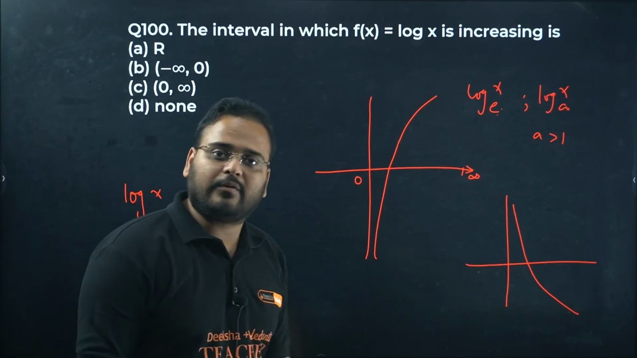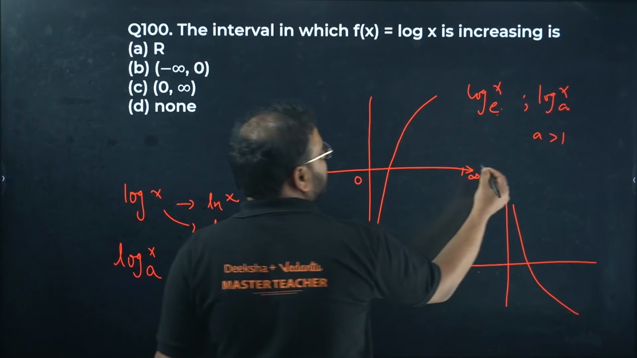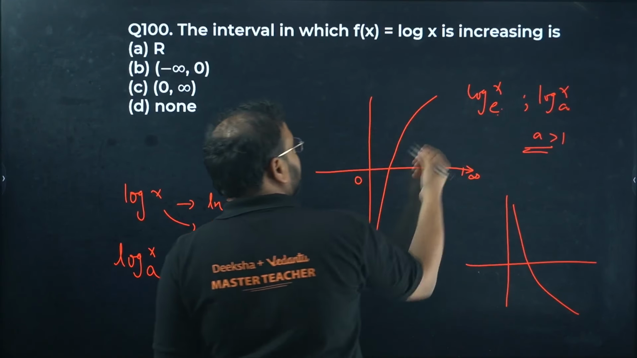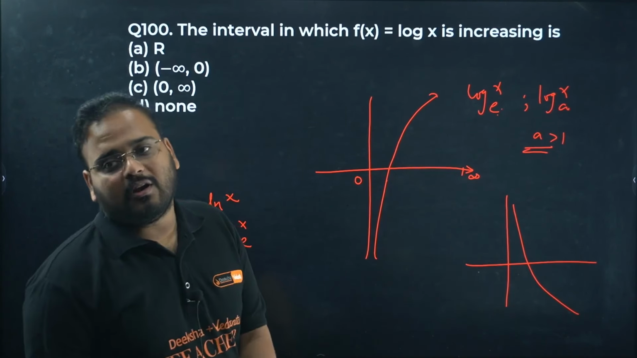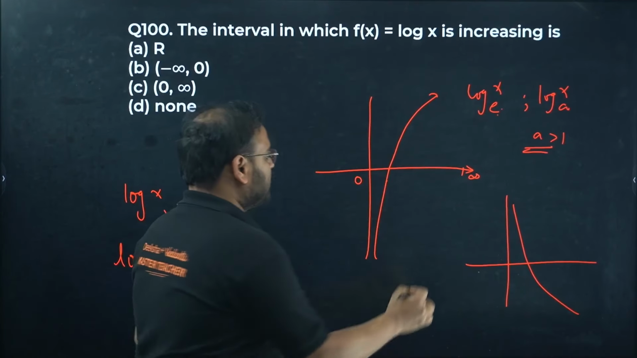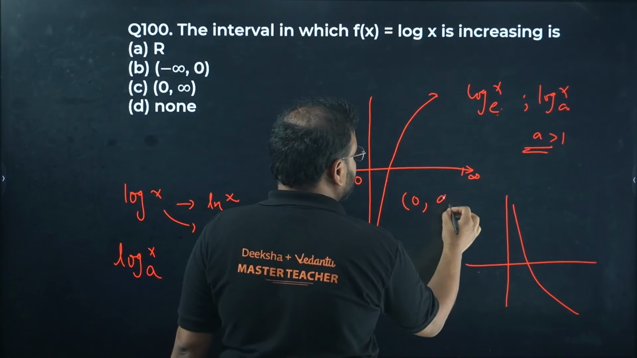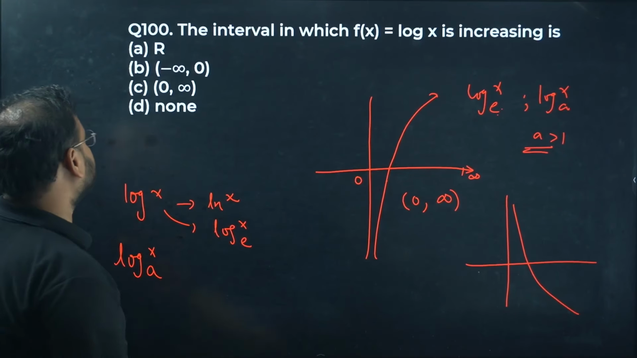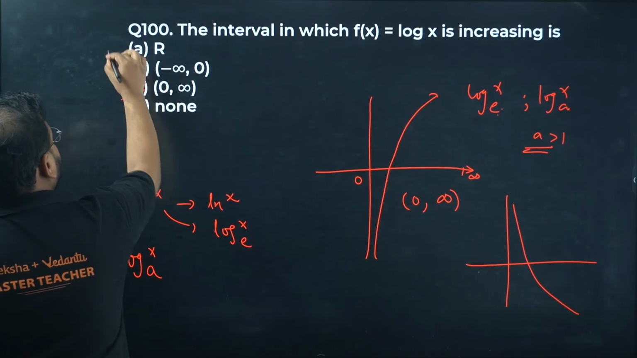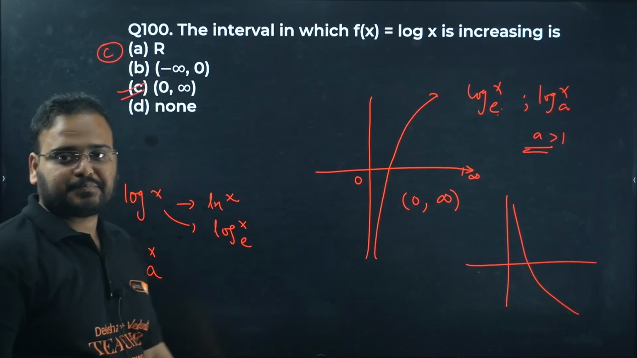e is always more than 1, 2.7 something. So that's why it is going to be always increasing in nature for all values from 0 to infinity. So your interval is 0 to infinity. There is no negative value in this. Log does not have any negative value in its domain. So the answer becomes option C.